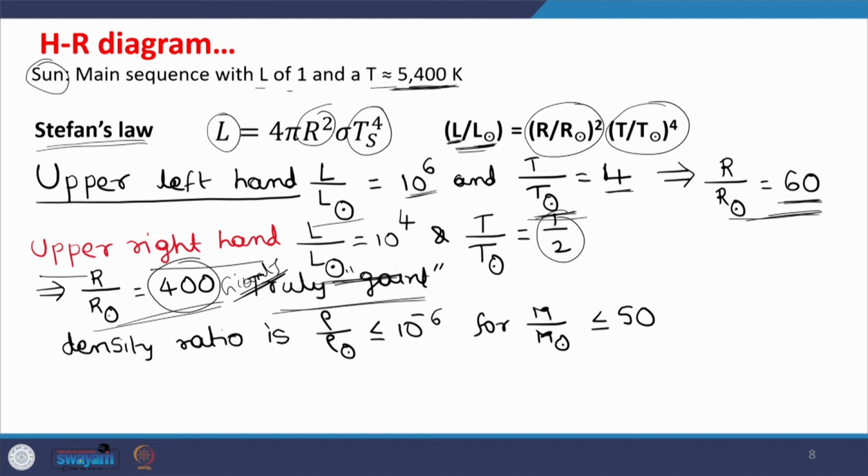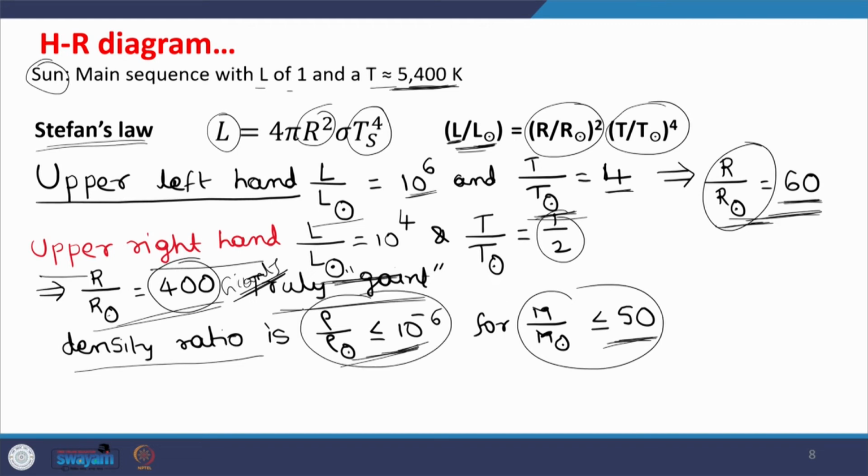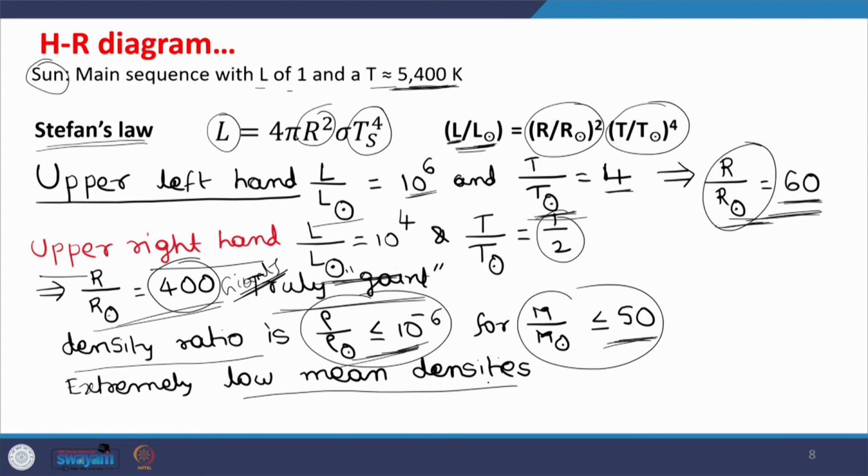From this, can we find out the density ratio? Of course, you can find out the density ratio. It is less than or equal to 10 to the power of minus 6 if the mass ratio is 50. So, if you know the mass ratio and the radius from the HR diagram, with the help of L by L sun and T by T sun you can get the idea of R by R sun, and from the mass you can find out the density. See, extremely low mean density for the upper right hand, for red giants.